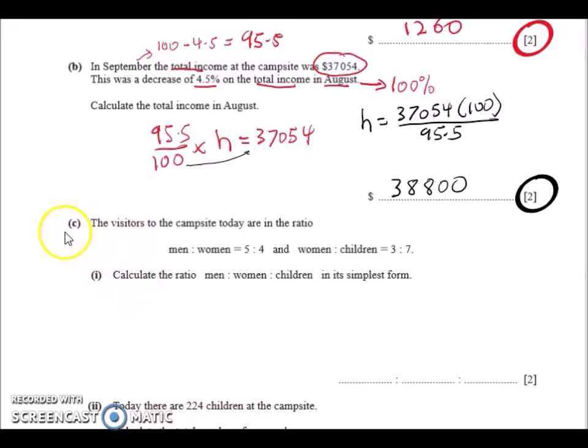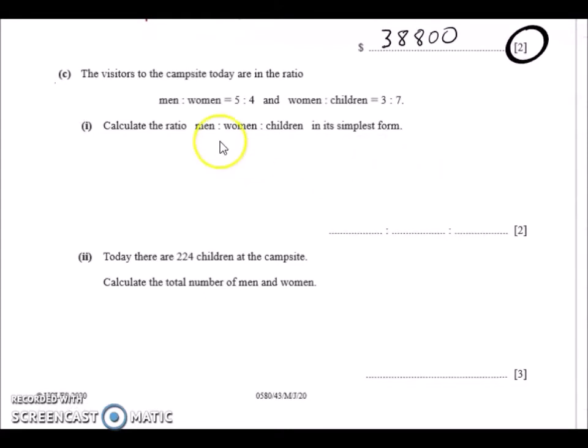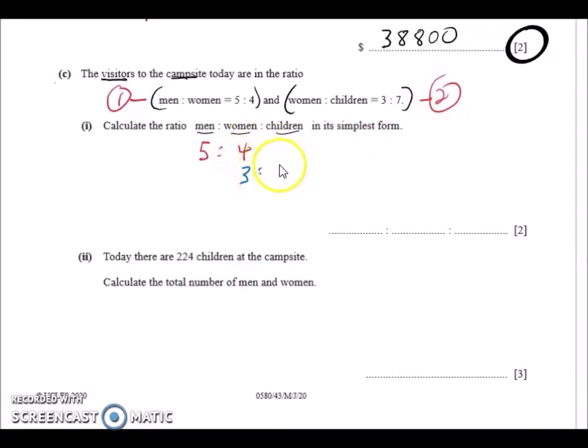And then, for the C question, the visitors of this campsite today are in a ratio of men to women of 5:4, and then women to children is 3:7. Calculate the men to women to children in its simplest form. What we can do here is put 5:4, the first one, from the first ratio. And then we take this second one, which I put in blue color, so here will be 3 and 7.